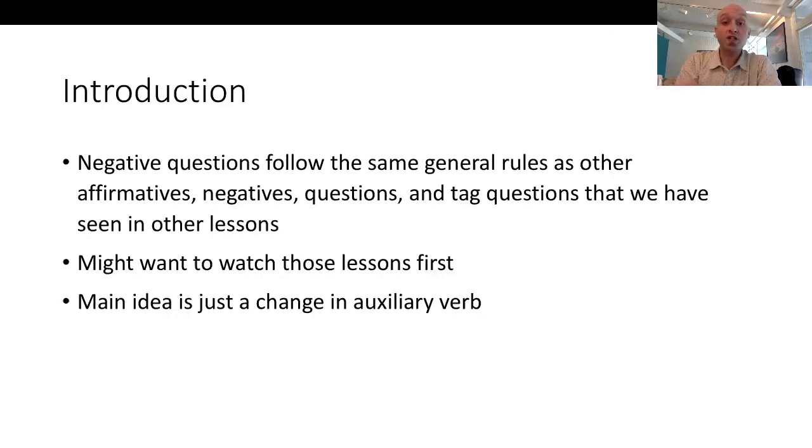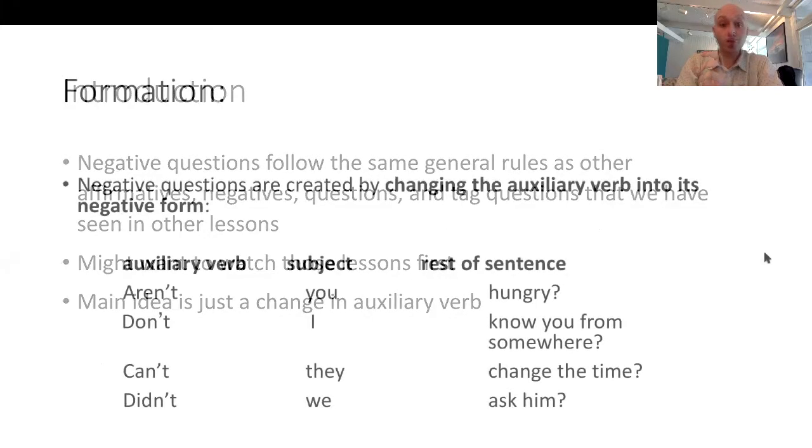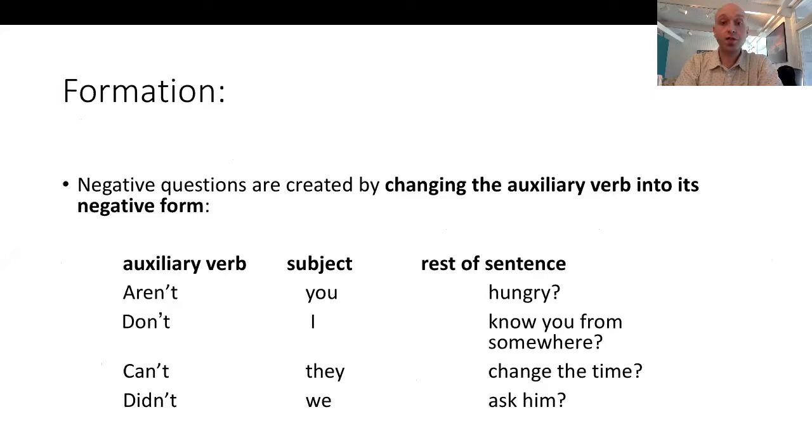Negative questions follow the same general rules and structure as affirmatives, negatives, interrogatives, tag questions, and some other lessons that we've already talked about. If this is your first time tuning in, you might want to watch those first, but you might already have some experience with English. The main idea of a negative question is really that we just change its auxiliary verb. To form a negative question, you simply change its auxiliary from its positive form to its negative form.